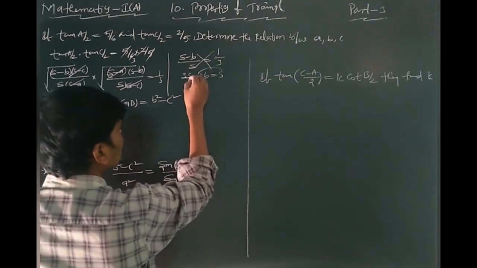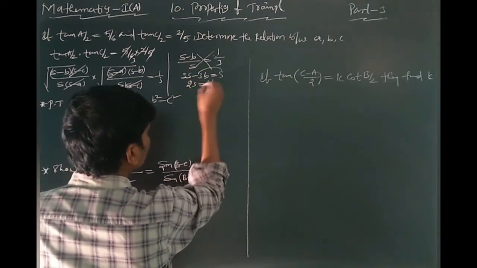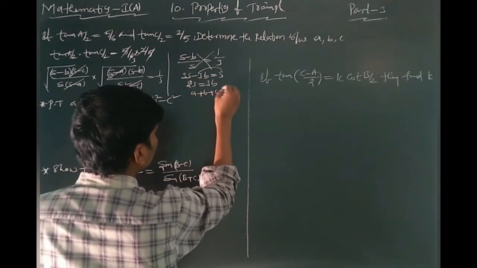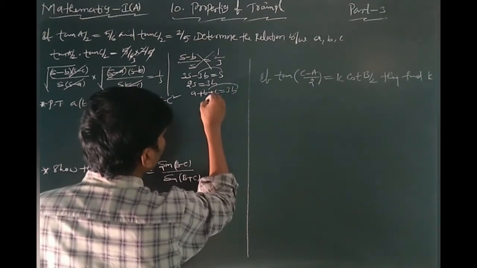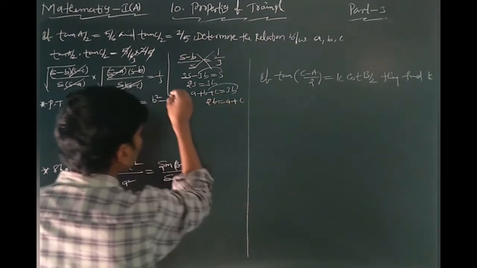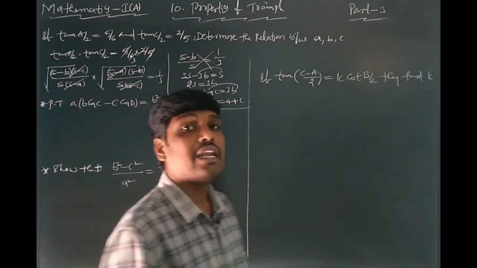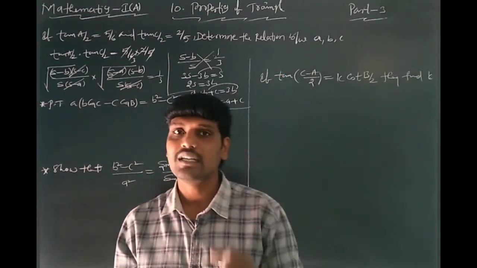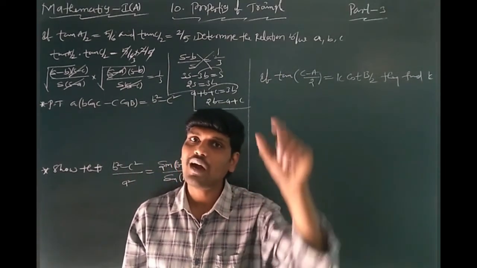Then 2s is equal to 3b. Then a plus b plus c is equal to 3b. Then 2b equal to a plus c. What is the condition? Here a, b, c are in AP.